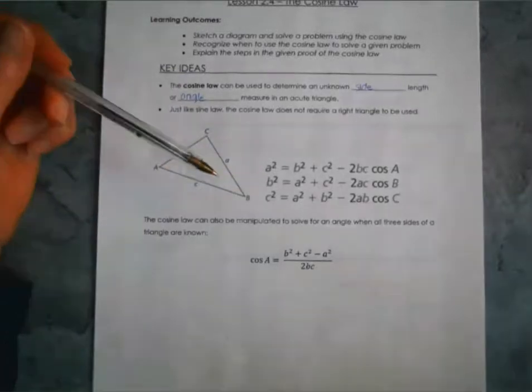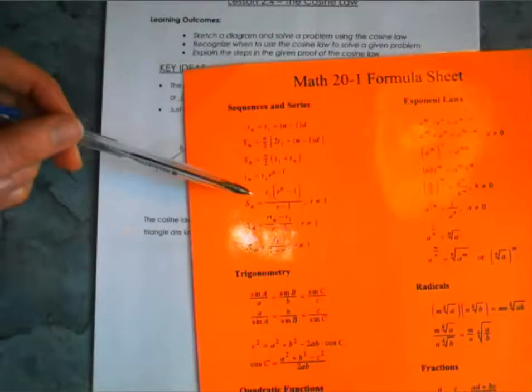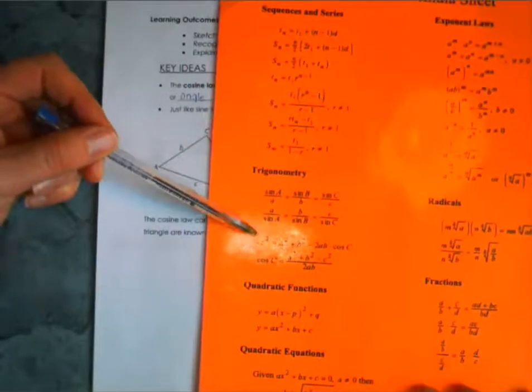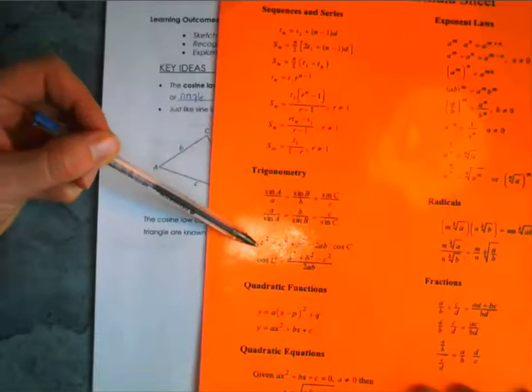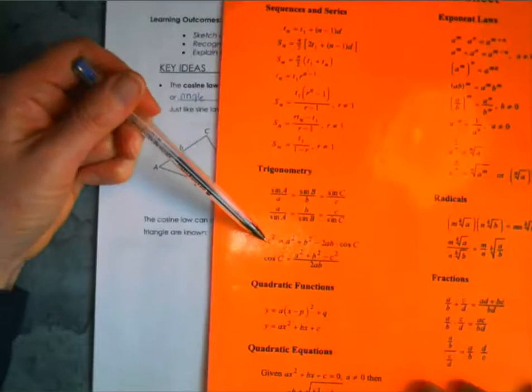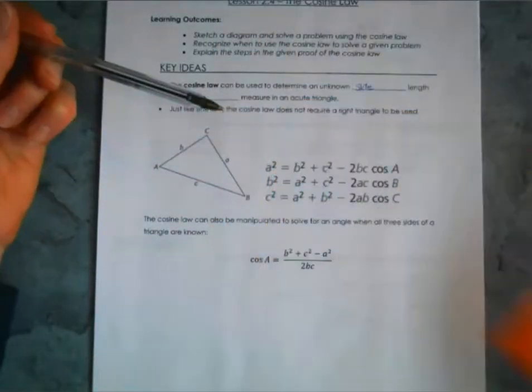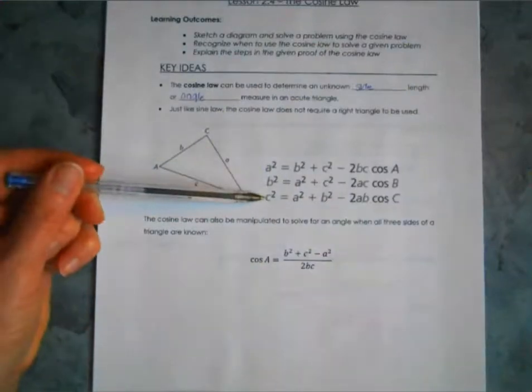You also have one version of that on your data sheet here. So you have the cosine law. Here's the sine law we covered. We have the cosine law, two versions of it here. Now, as you'll see, you're only given on your data sheet the c squared one. So that would be this one here.